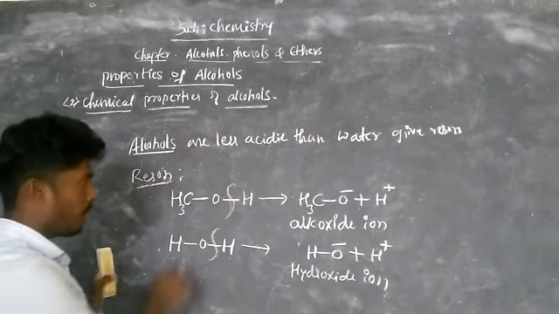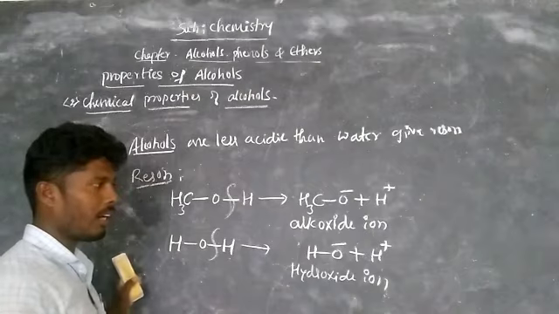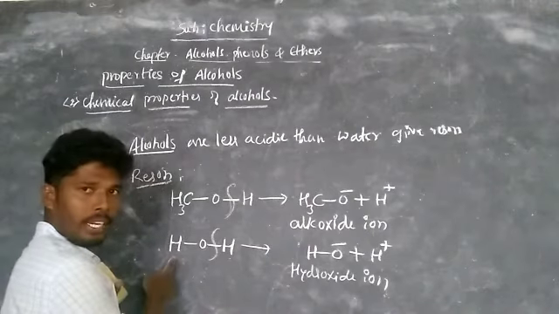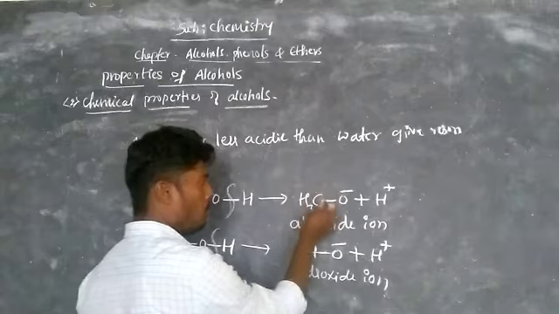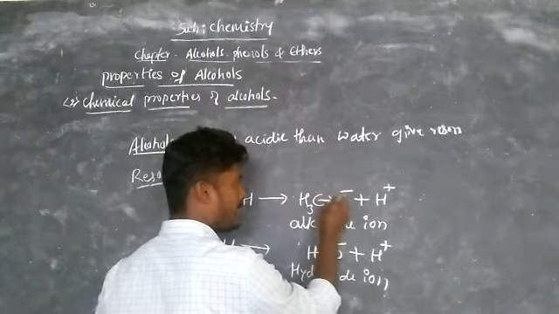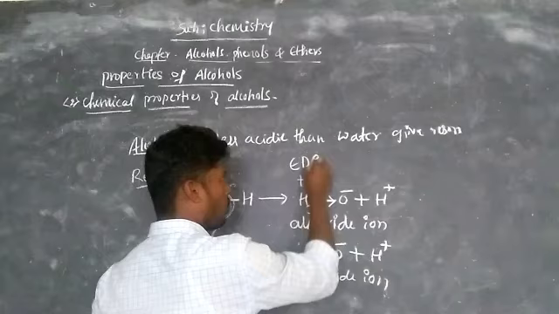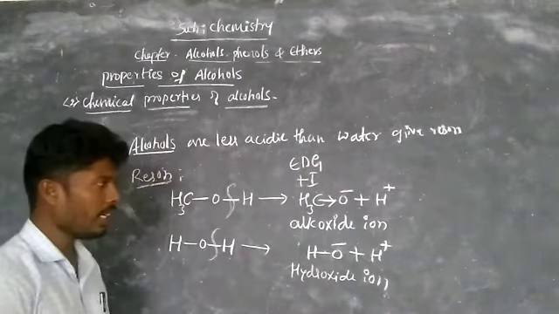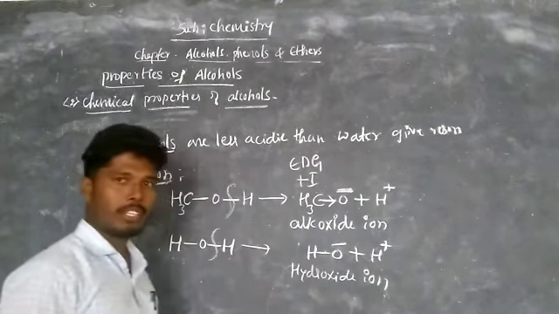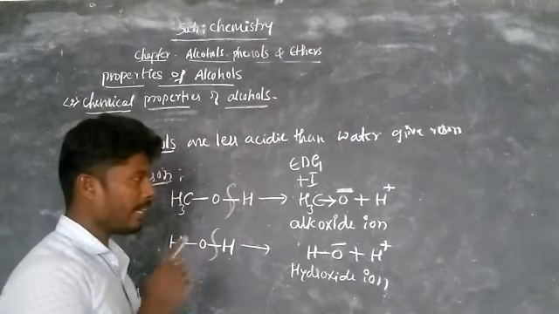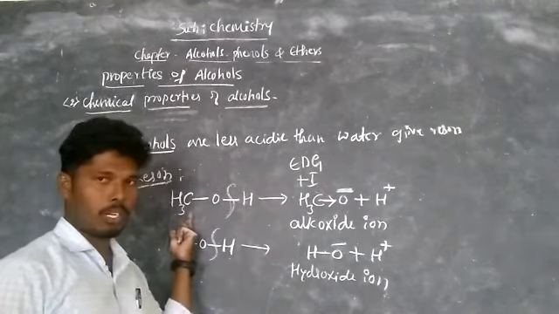See, when ionizing methanol, you get a methoxy ion or alkoxide ion. After ionizing water, you get a hydroxide ion. Among these two, here there is a methyl group, that is an electron donating group. It shows a positive inductive effect. Electron donating group shows positive inductive effect. Hence, this alkoxide ion is highly stable, and that leads to the decrease in the acidic character of alcohol.